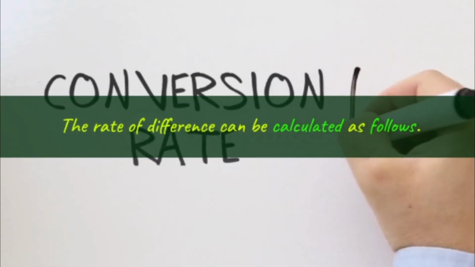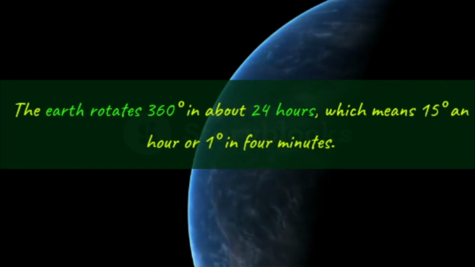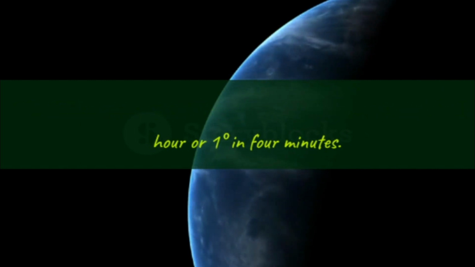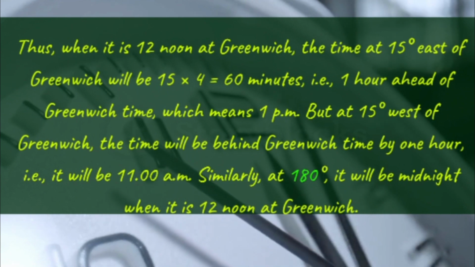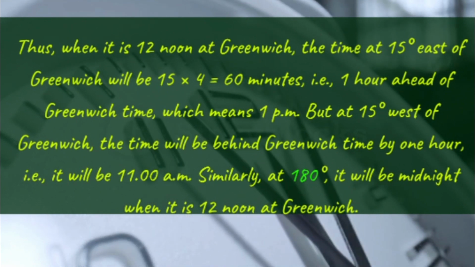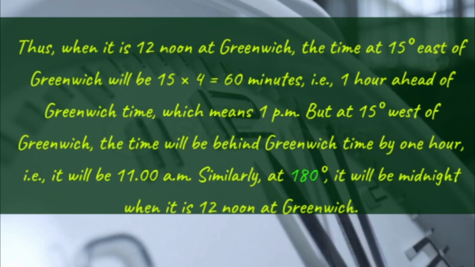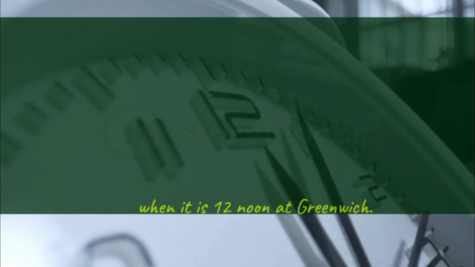The rate of difference can be calculated as follows. The Earth rotates 360 degrees in about 24 hours, which means 15 degrees an hour or 1 degree in 4 minutes. Thus, when it is 12 noon at Greenwich, the time at 15 degrees east of Greenwich will be 15 times 4 equals 60 minutes, i.e., 1 hour ahead of Greenwich time, which means 1 p.m. But at 15 degrees west of Greenwich, the time will be behind Greenwich time by 1 hour, i.e., it will be 11 a.m. Similarly, at 180 degrees, it will be midnight when it is 12 noon at Greenwich.